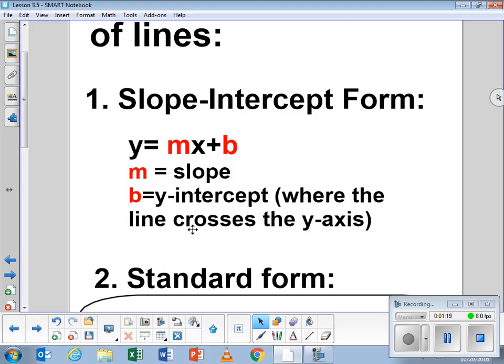All right? Any questions on slope-intercept? We're going to do some examples. Any questions?